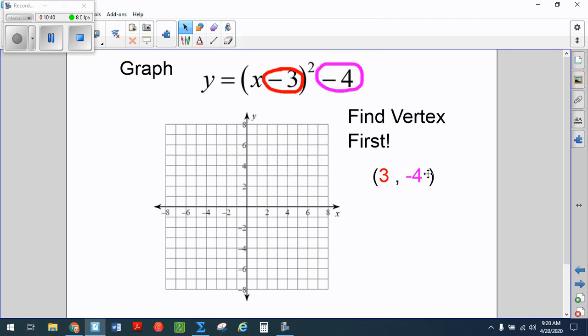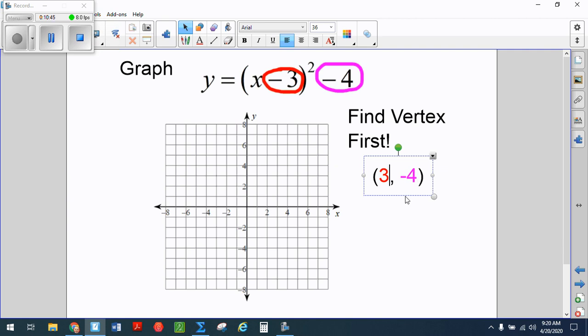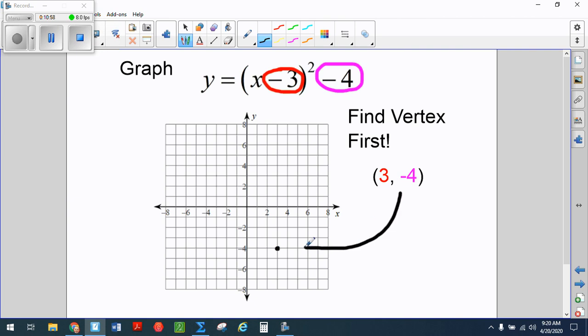So my vertex is going to be at negative 3, positive 3, negative 4. So I'm going to put a dot right there. 3, negative 4. That's where my vertex is going to be.